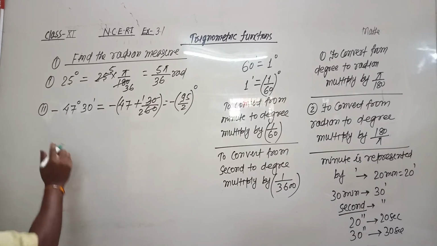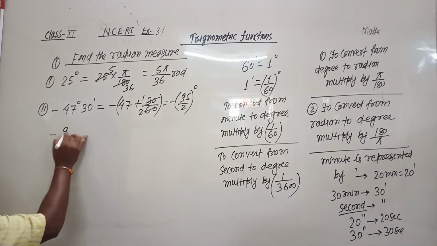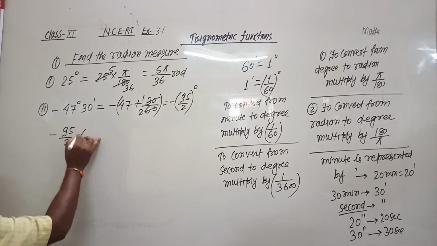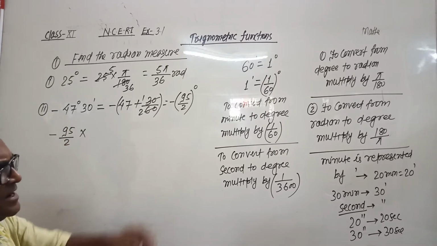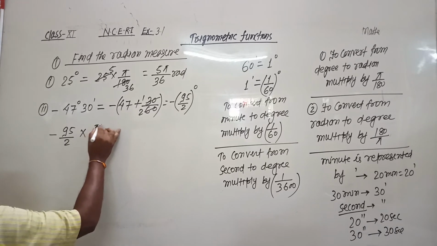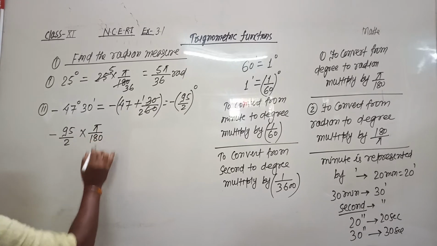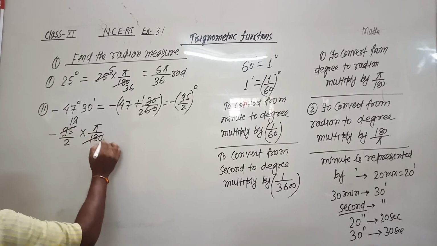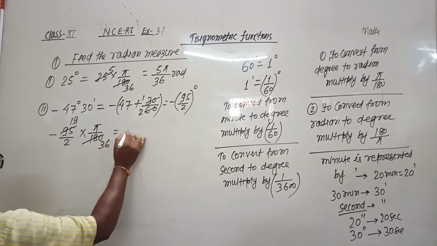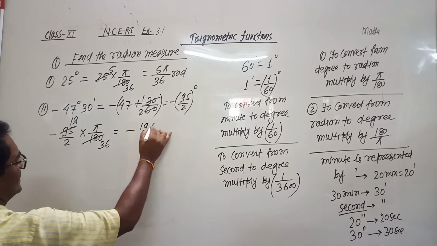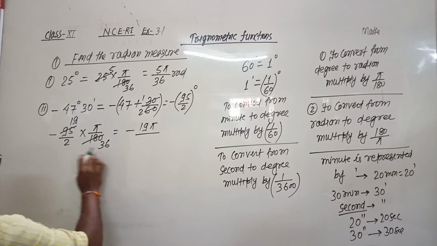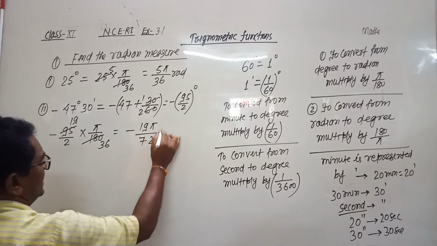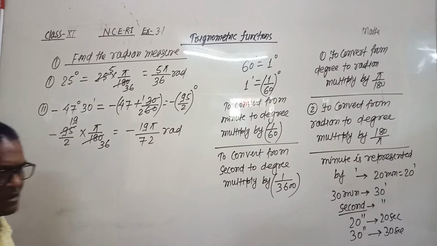Then we have to convert it into radian. So minus 95 by 2 into, to convert from degree to radian, multiply by pi by 180. So 19 fives are 95 and 36 fives are 180. So we get the result minus 19 pi upon 36 into 2, 72 radian. Minus 19 pi by 72 radian.